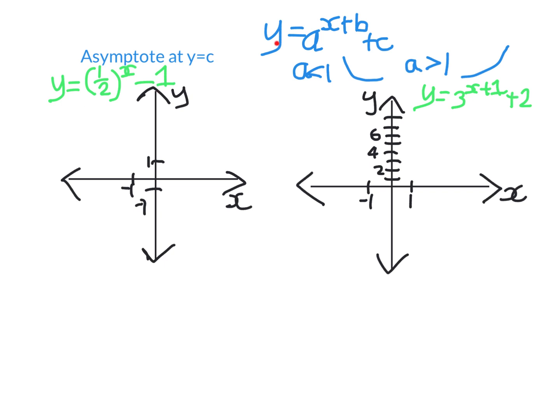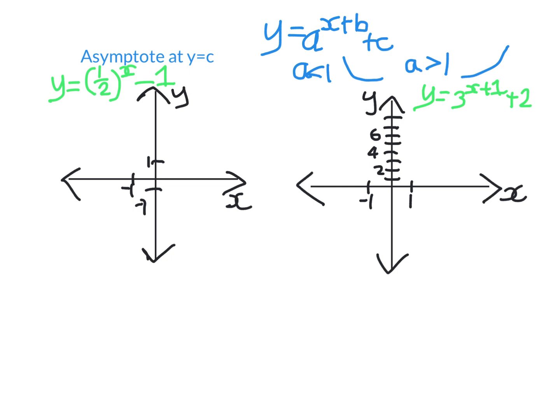When you have an equation of the form y equals a to the power of x plus b plus c, c gives you the asymptote because this thing here can't equal 0, so y cannot equal c. Now if a, the number that is being raised to the power, is less than 1, like a fraction, it'll go like this, and if it's greater than 1, it'll go like that. So for this graph, y equals a half to the power of x minus 1, it's going to go like this, because this number a is less than 1.